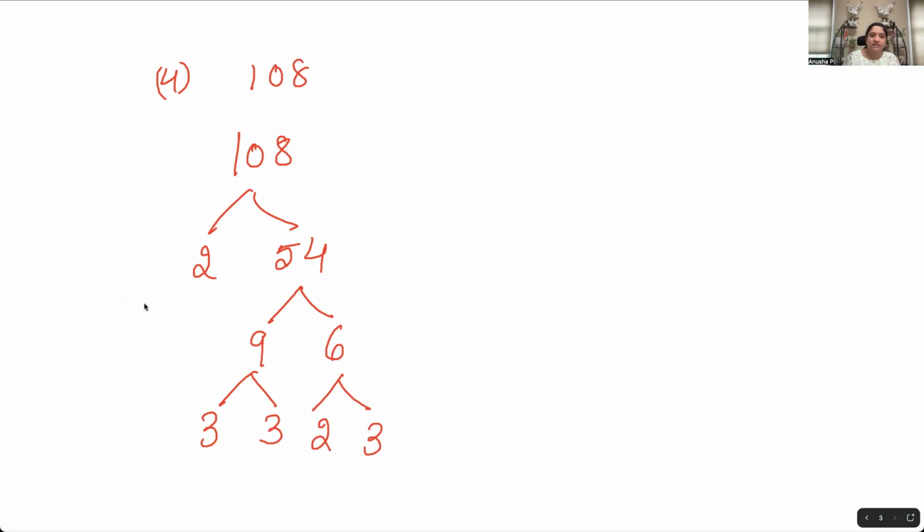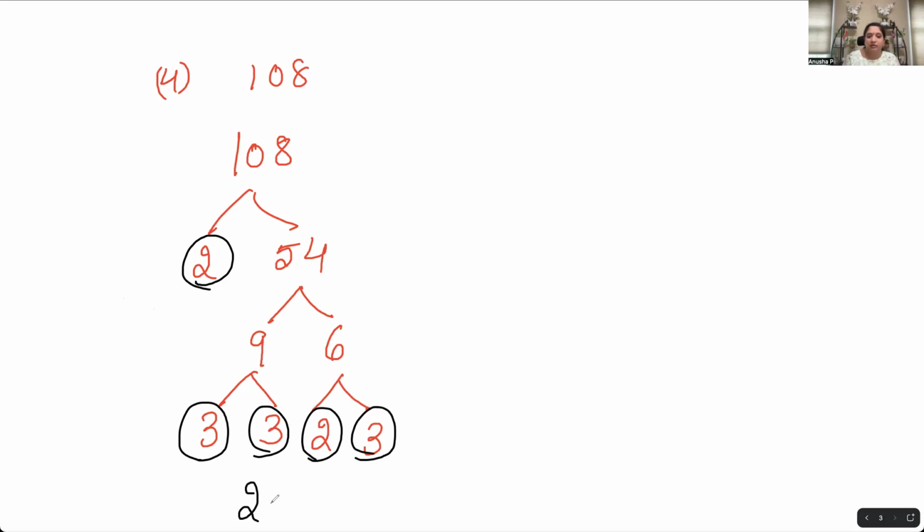Now circle the numbers. What are all the prime numbers that ended the tree? Which is 2 times 2, because we have 2 twos and 3 threes. Which is 2 to the power of 2 times 3 to the power of 3.